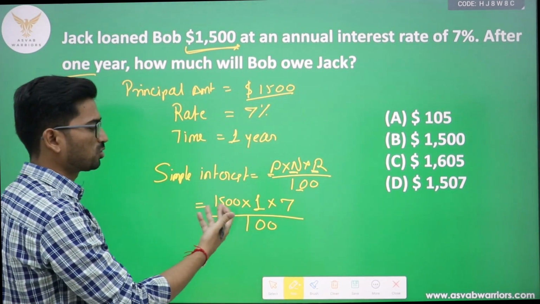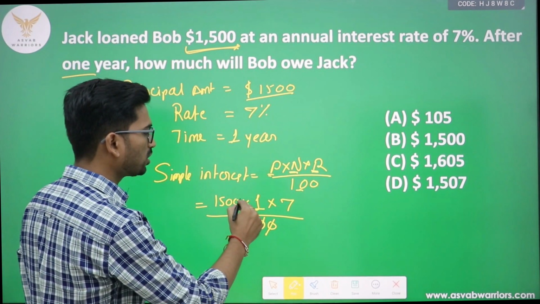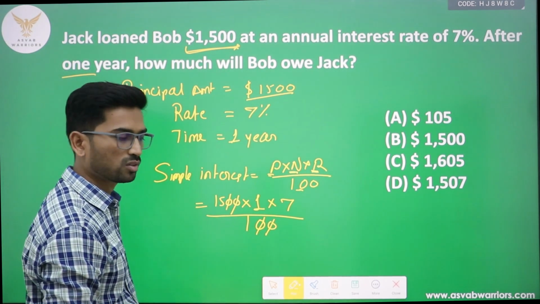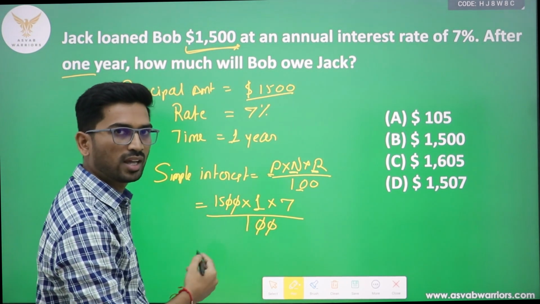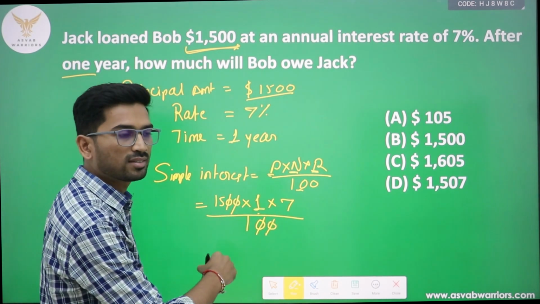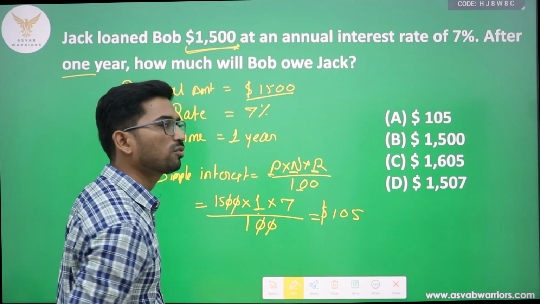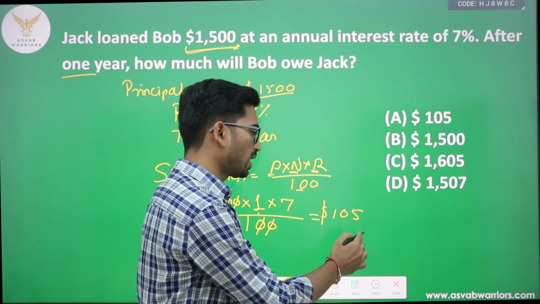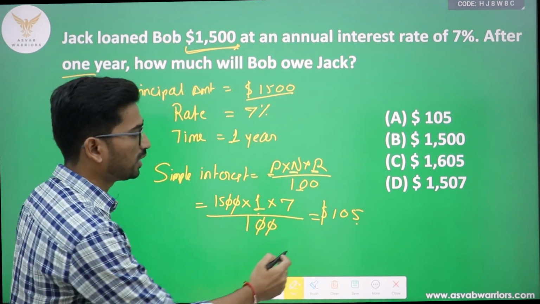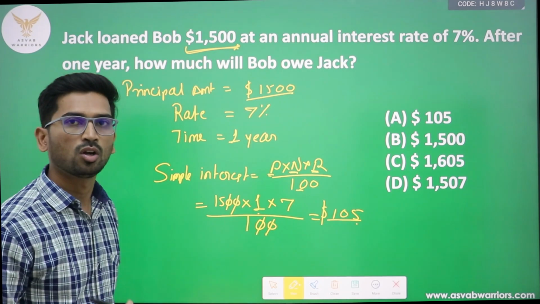We just need to solve this. These 2 zeros will get cancelled out with these 2 zeros. 15 into 1 is 15, and 15 into 7 is 105. So the interest amount for the period of 1 year will be $105.